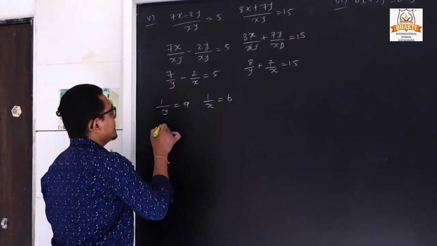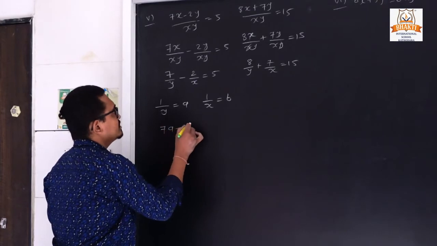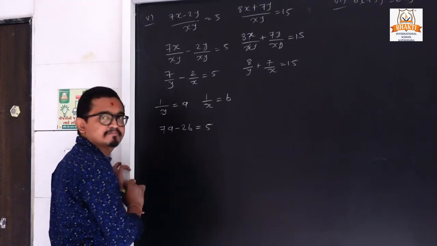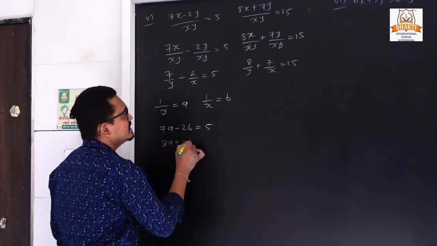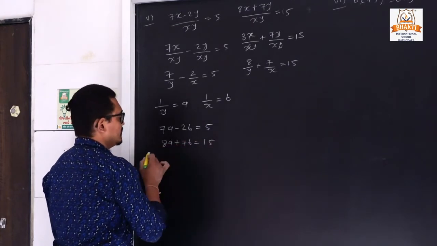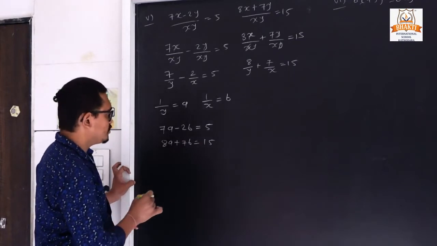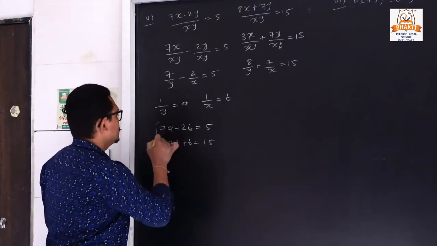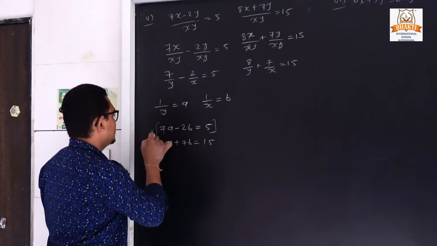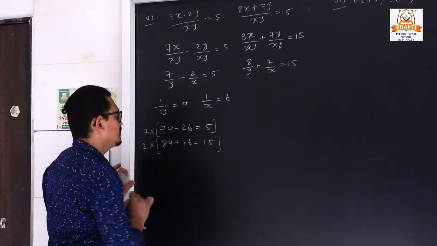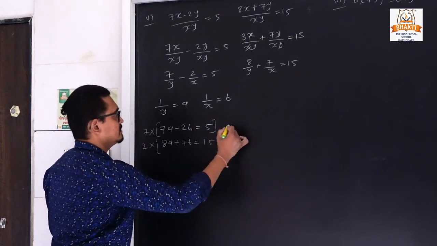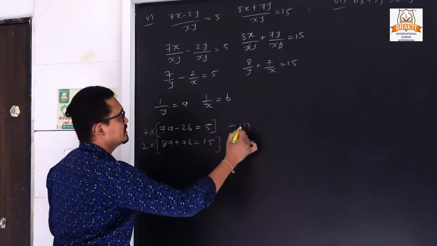So our equation is like that, 7A minus 2B is equal to 5. Second equation, 8A plus 7B is equal to 15. Now we want to use the elimination. So the first equation is multiplied by 7 and the second equation is multiplied by 2. Clear? So we can declare them as 1 and 2.